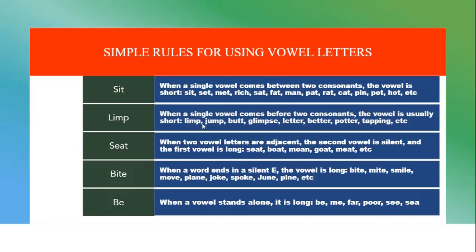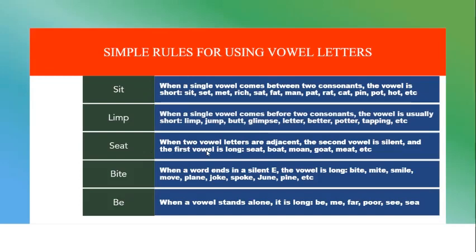Then the second rule, when a single vowel comes before two consonants, the vowel is usually short. You can see L-I-M-P. This M-P is a consonant cluster, so two consonants coming after a vowel sound. That vowel sound should be short. That's what this rule is saying. Examples are limp, jump, but, glimpse, letter, better, potter, tapping, and so on and so forth.